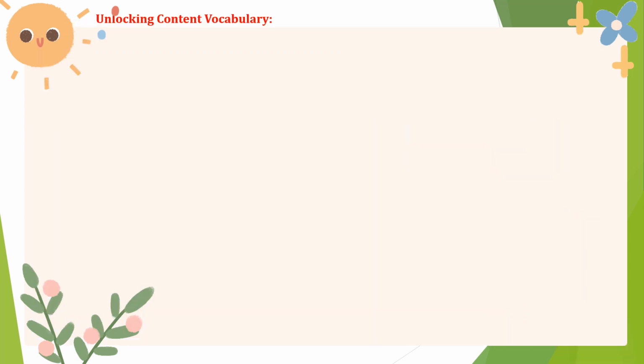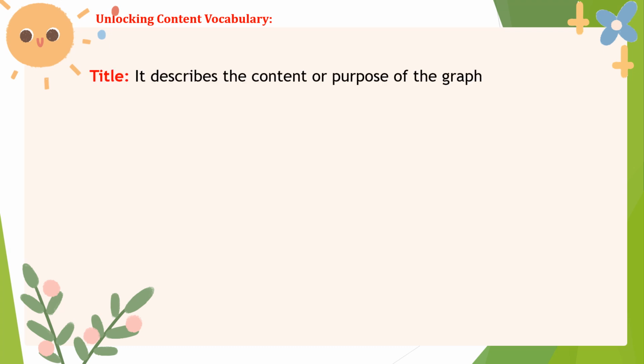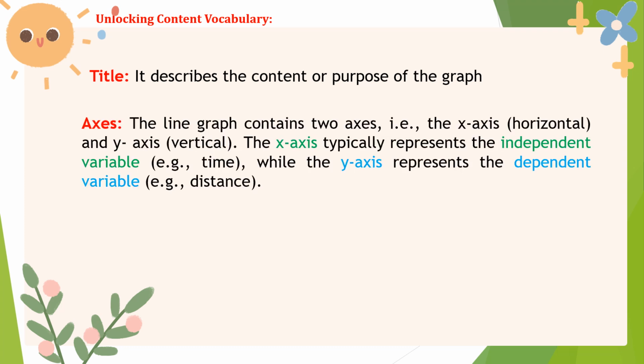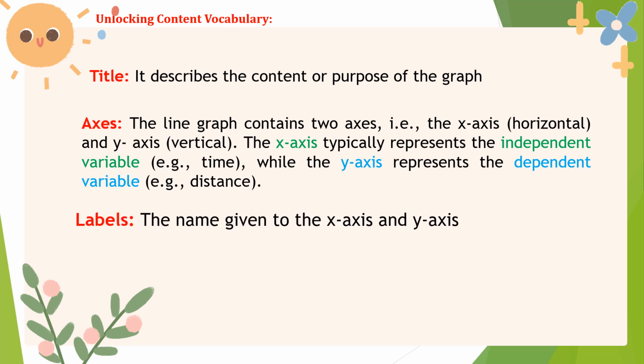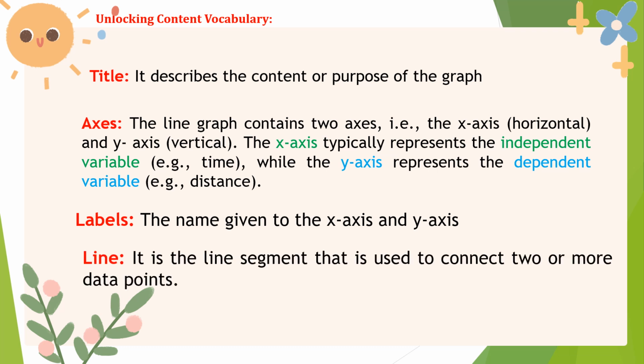Here are some definitions on the screen to remind you of important terms we use when describing the parts of a line graph. Title: it describes the content or purpose of the graph. Axis: the line graph contains two axes, the horizontal x-axis and the y-axis. Labels: the name given to the x-axis and y-axis. Line: it is the line segment that is used to connect two or more data points.